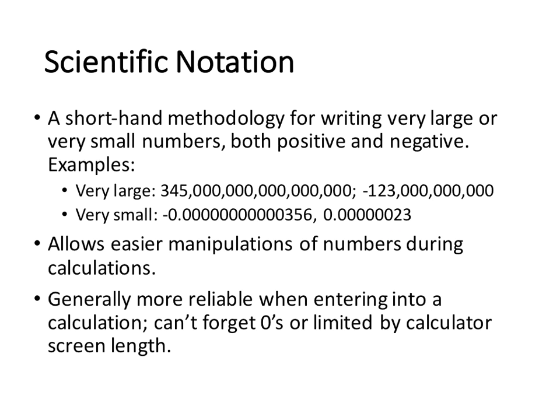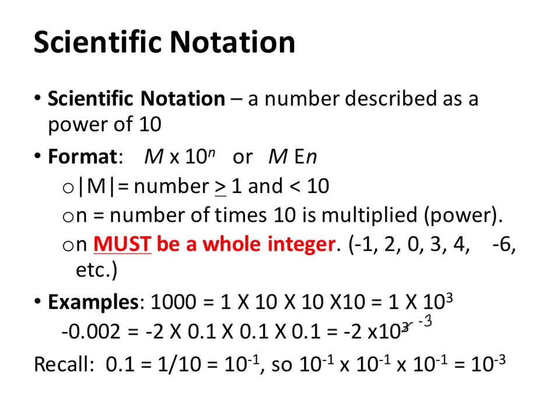The advantage of it is that it allows easier manipulations of numbers during calculations, and if you know how to add, subtract, multiply, and divide exponents, then it's easy to do it this way rather than trying to figure out how to do it in longhand or expanded form. And it's generally more reliable when you're entering it into your calculator. You can't forget the number of zeros, and you're not limited by the screen length in your calculator. This would be very hard to enter in a calculator. There's just not enough characters on your screen to make sure you've entered all the zeros. So that's one of the advantages of using scientific notation. So let's see how we do it.